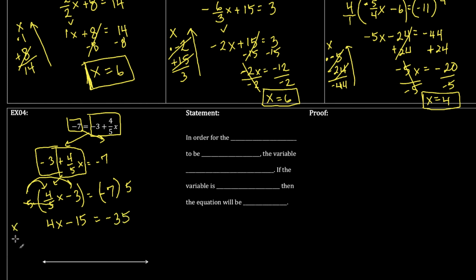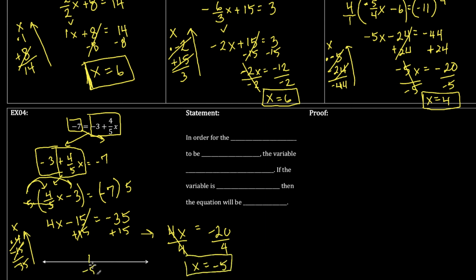Alright, so x times 4 minus 15 gave me negative 35. Inverse operations. So instead of minus 15, plus 15. Remember to show all this work. And I want to put it over here. 4x equals negative 35 plus 15 is negative 20. And then the inverse of times 4 is divide by 4. Oh, I ended up with a negative this time. x equals negative 5.